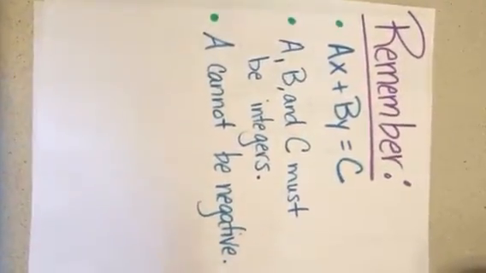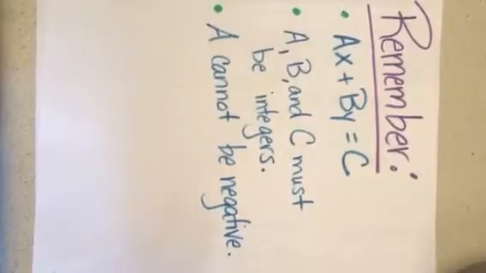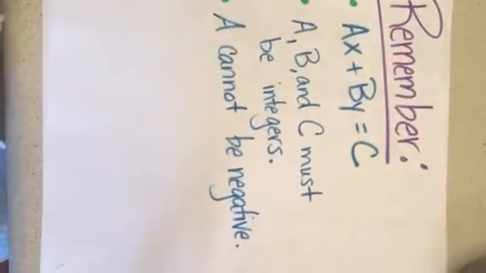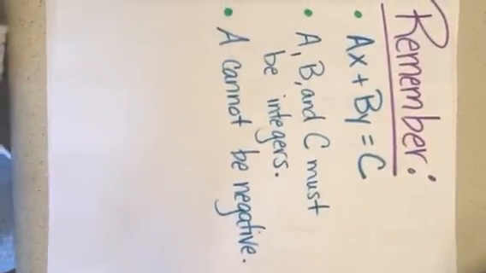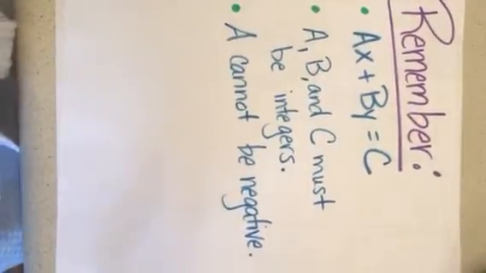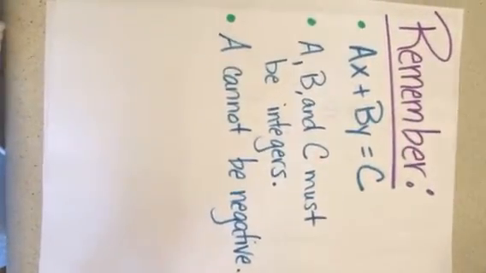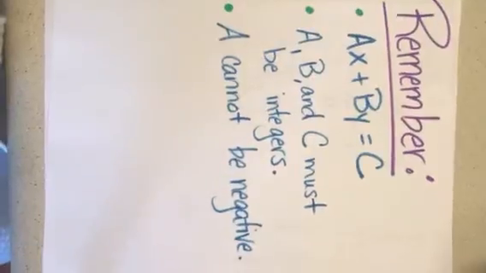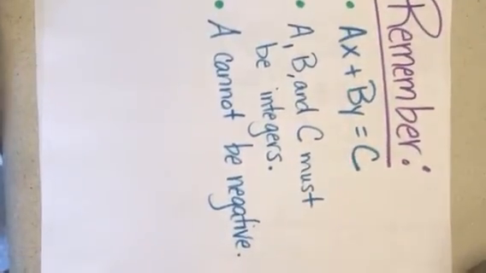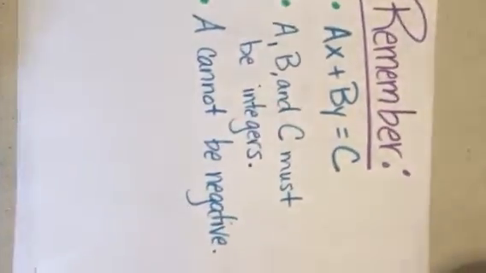The things that you need to remember for standard form is ax plus by equals c. A, b, and c must be integers, and a cannot be negative. To get rid of that negative, we multiply all terms by -1. To get rid of those fractions, we multiply all terms by the denominator, or the least common denominator if there are more than one fraction.